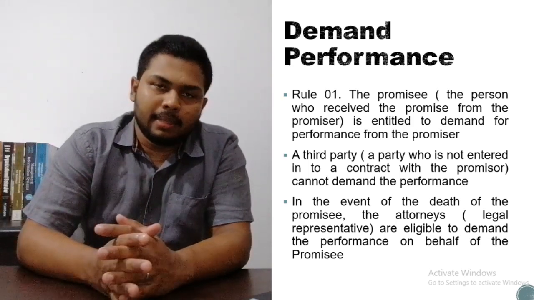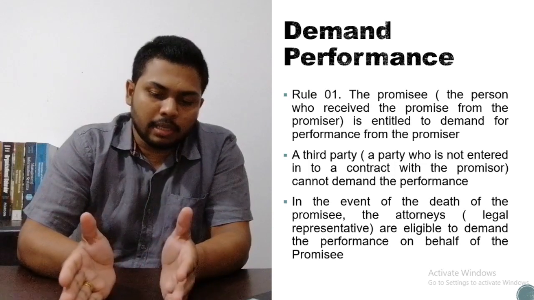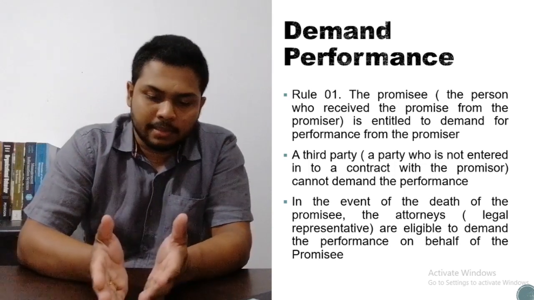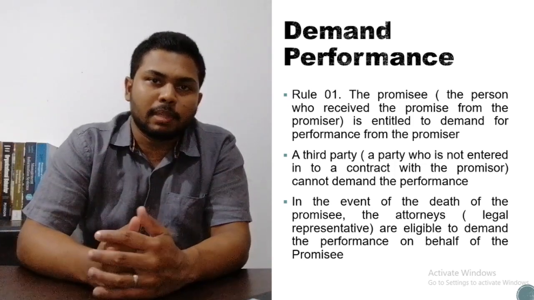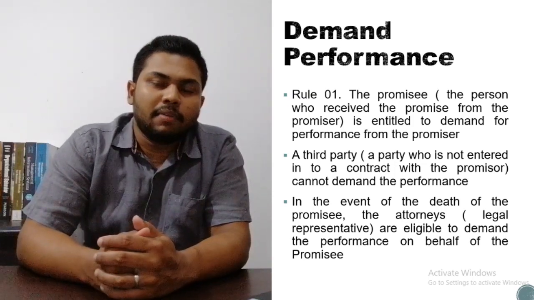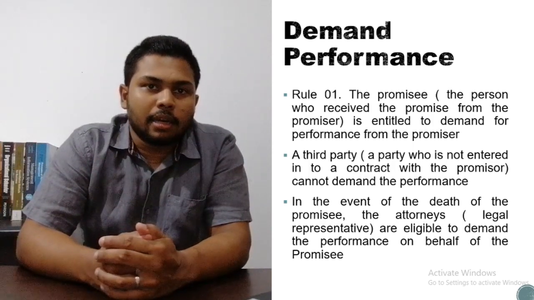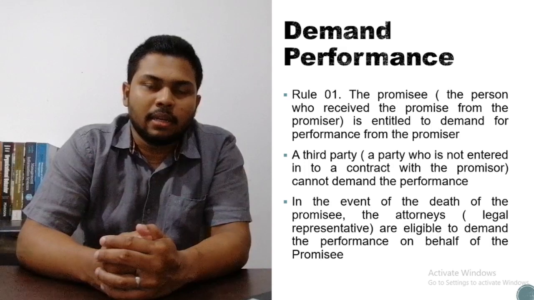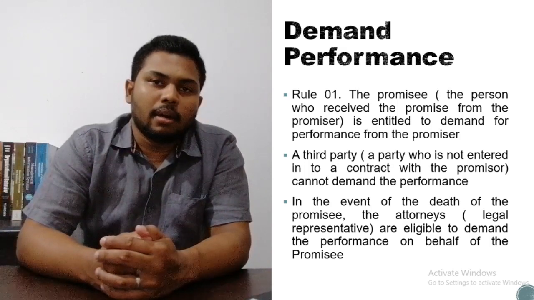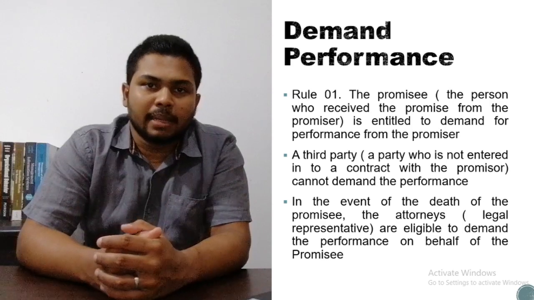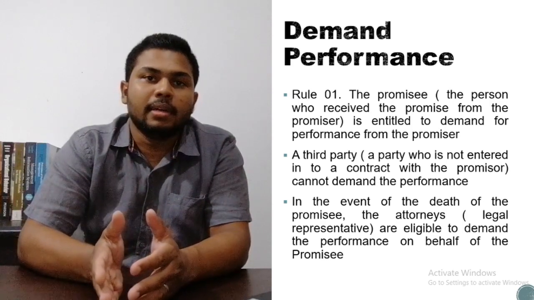So a third party. While you are entering a contractual agreement between the parties, the promisee, the person who receives the promise from the promisor, might have agreed with another party, what you call a third party, about something. Those are not valid in this performance demanding.